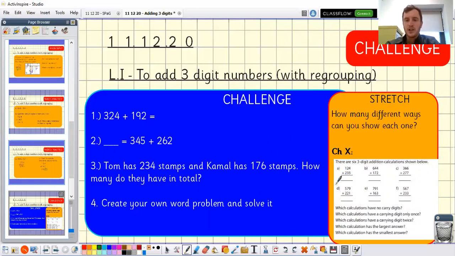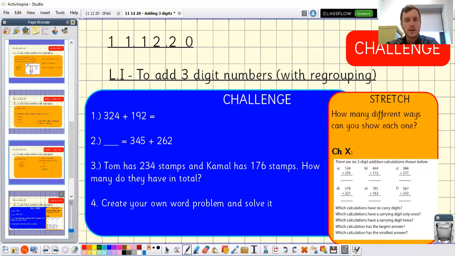And lastly, for a challenge X, there's a few different addition calculations shown below. There's some questions to go with it. Which ones carry no digits? So which ones require no regrouping? Which ones have a carrying digit only once? So which one requires one set of regrouping? Which calculations carry a digit twice? So which ones require regrouping twice? Which calculation has the largest answer? Which calculation has the smallest answer?